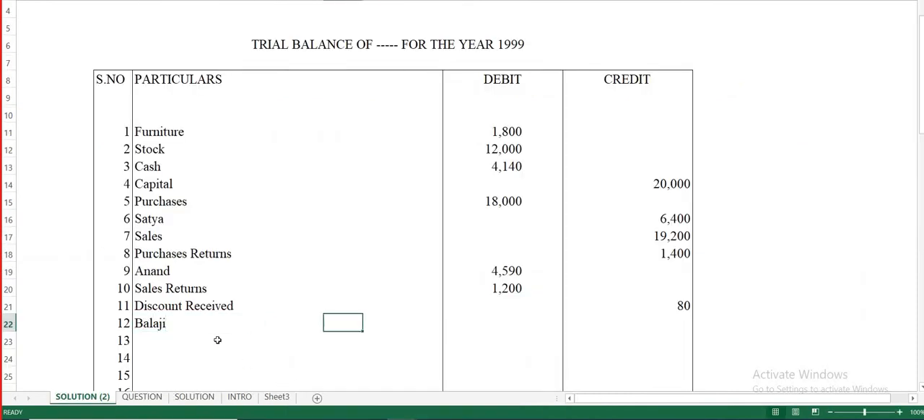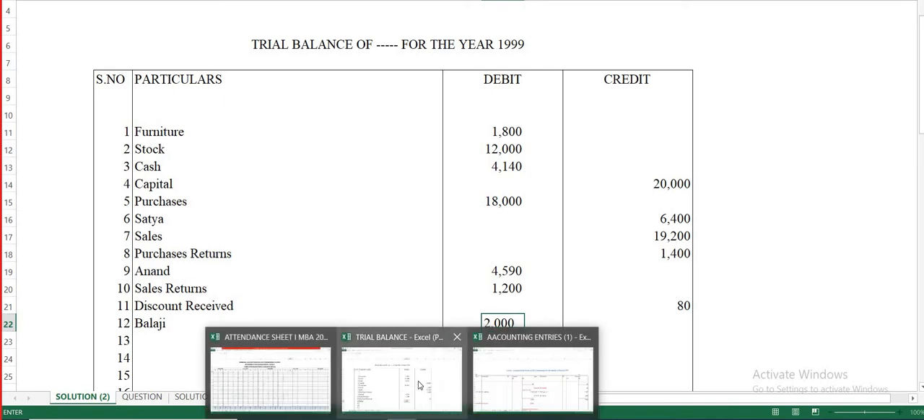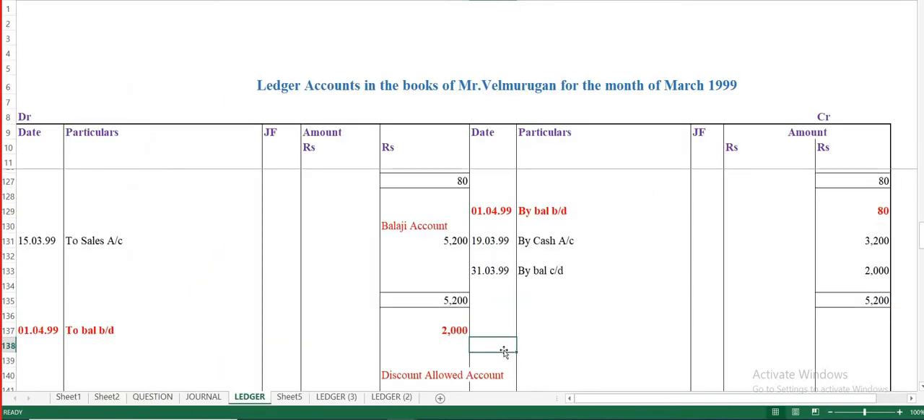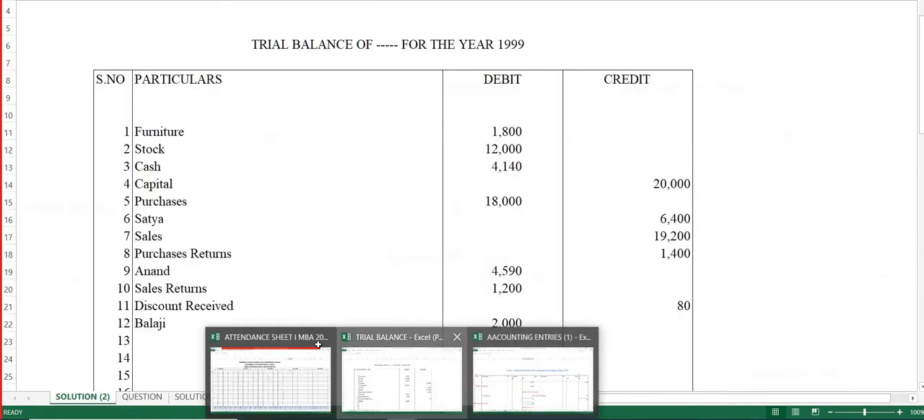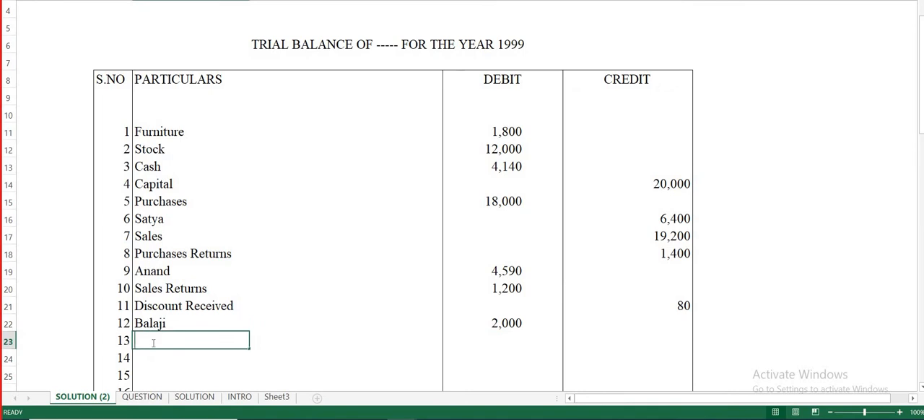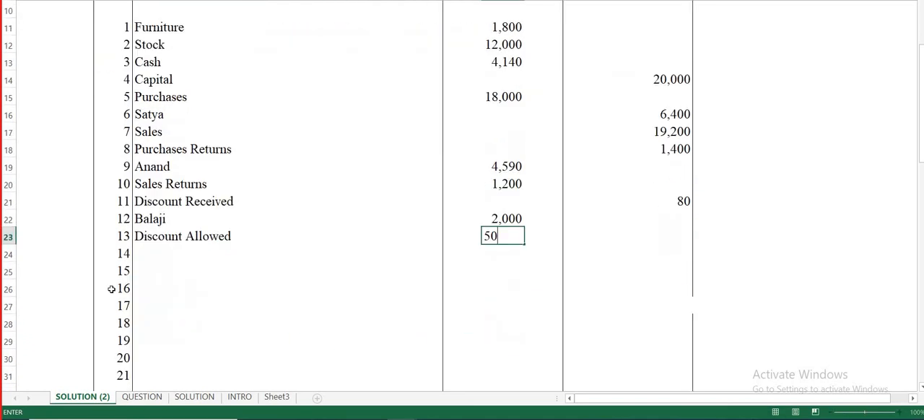Okay, usually we have the term called debtor and we usually use that. So 2000 something, that amount has to be filled over here. So just look it over. Okay, next, discount allowed, it shows a debit balance. Always it has a debit balance because it is an expense for us. So 50 rupees we have to enter in the debit column as discount allowed.